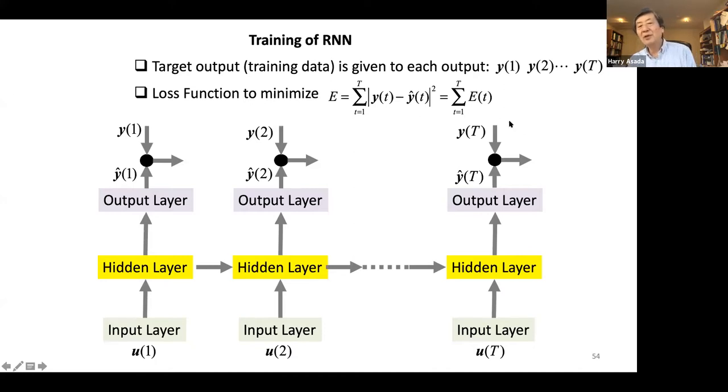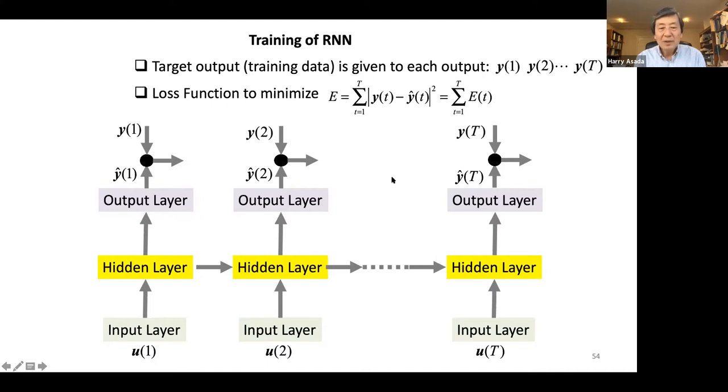Depending on the application, sometimes we look at only YT, and then the others are not given. That sometimes happens, but the more general case is to provide the teacher signal to all outputs. The total prediction error is then given by the summation of these squared errors. Each column is called a time layer, which is a little bit confusing. This is the final time layer, and this is the initial time layer, okay? And then we take the summation across all these time layers.